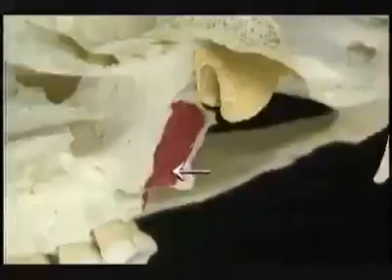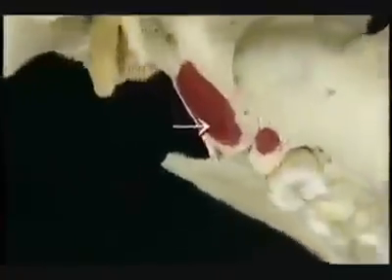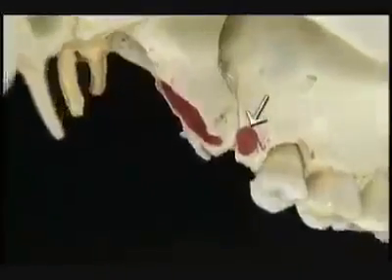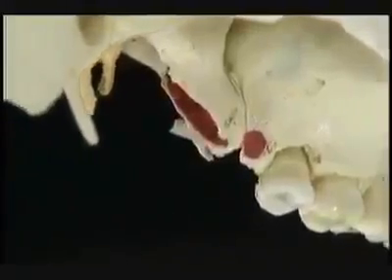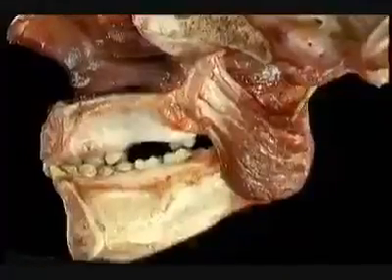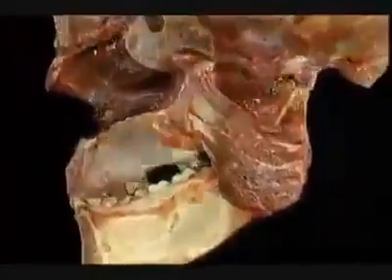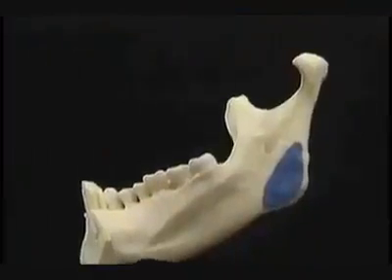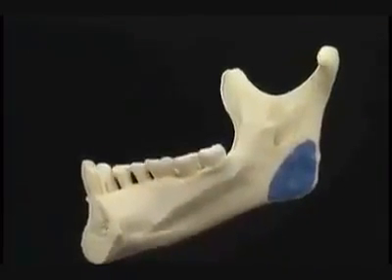The pterygoid plates, the medial aspect of the lateral one and the lateral aspect of the medial one. Also, from this corner of the maxilla, the tuber. The fibers of the medial pterygoid muscle run downwards, backwards, and laterally. They insert here along the inner aspect of the angle of the mandible.